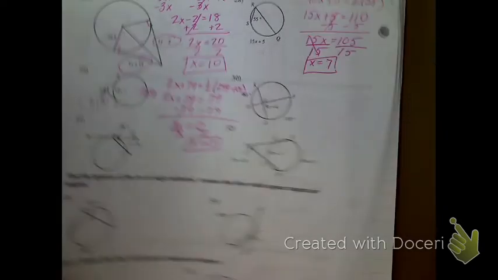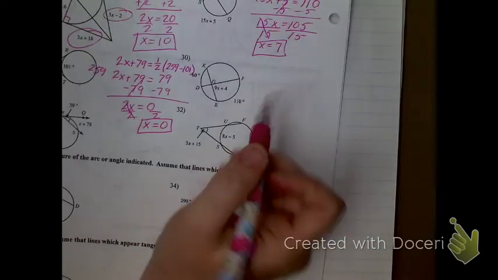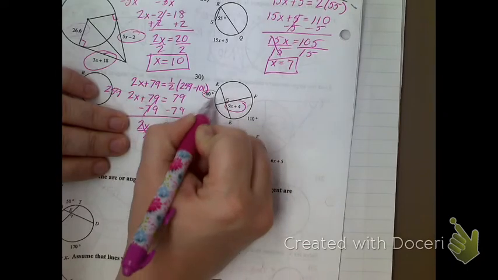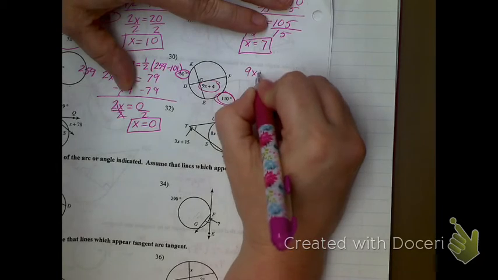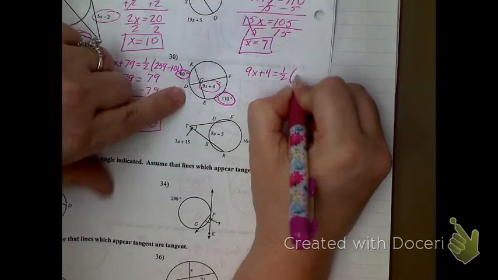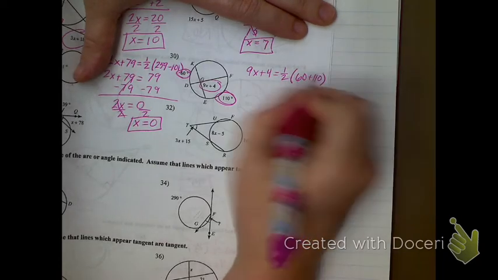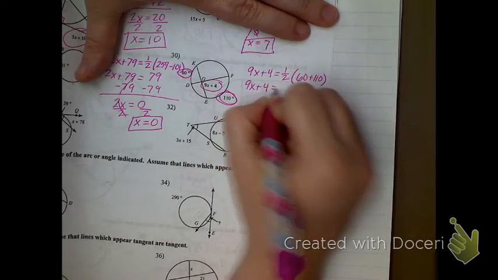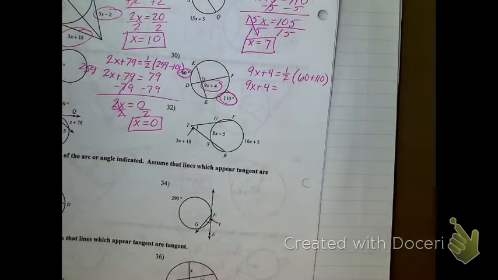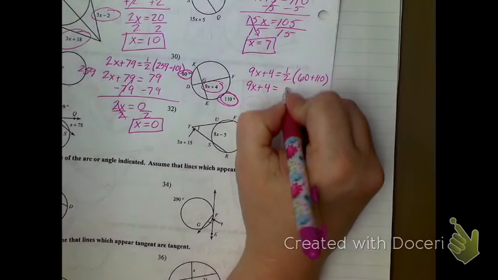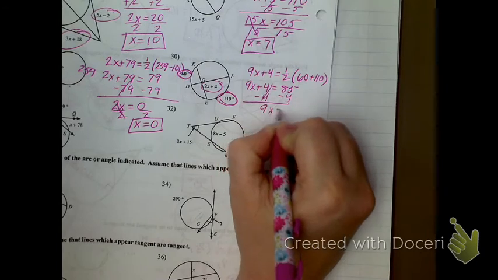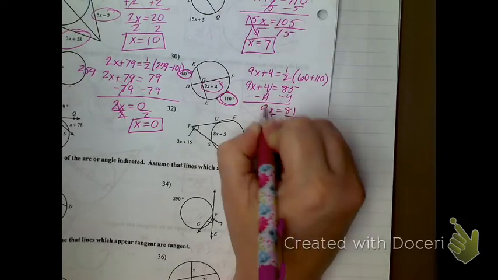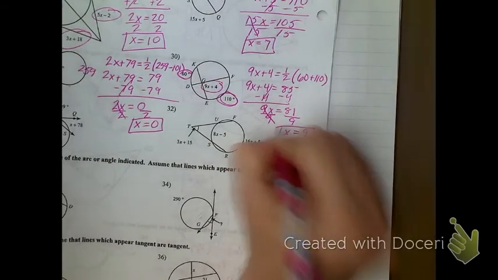All right, number 30 is just like number 26. The angle is equal to 1/2 of the arc plus the arc. So 9x plus 4 is equal to 1/2 of 60 plus 110. So 9x plus 4 is equal to, let's see, 60 plus 110 is 170, divided by 2 is 85. So I'm going to subtract 4. 9x equals 81. Divide by 9. x equals 9. So there's my answer right there.